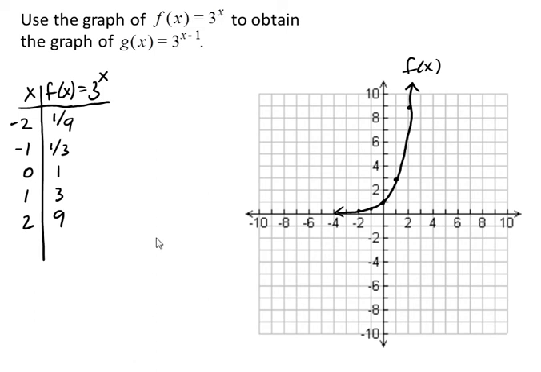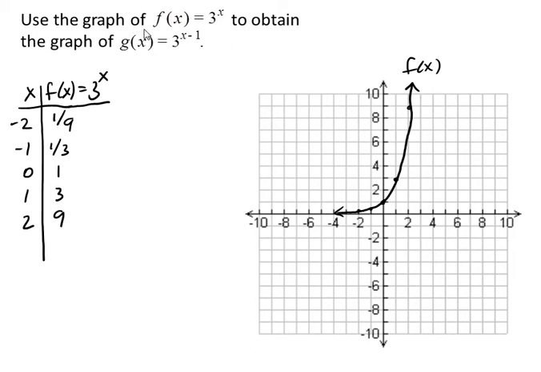Here we're going to use the graph of f of x equals 3 to the x in order to graph g of x equals 3 to the x minus 1 power. So I've started with the graph of f of x equals 3 to the x that I generated by making a table of values that you can see over here on the left. I plotted those points and got the graph over here on the right.